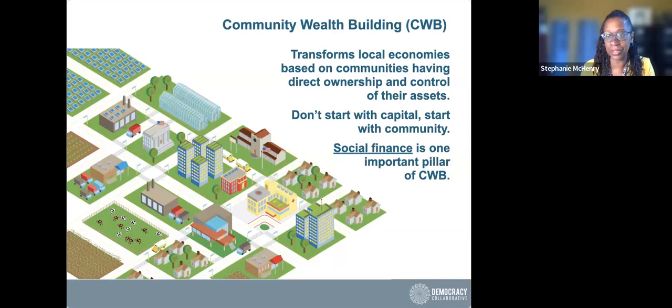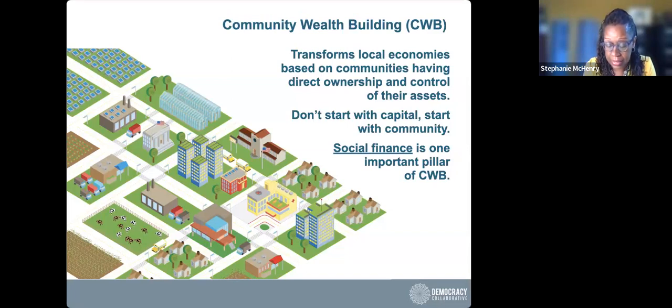We only see devastation. But likely that's because some of the capital has been pulled out of those neighborhoods. What we have to do now is focus on what assets there are that could be leveraged to better benefit that community directly. We know that there are five pillars of CWB, ranging from procurement by anchor institutions, which I had an opportunity to also participate in as CFO of Cleveland State University, which is located right in the middle of Cleveland. We did some things around procurement, all the way to just use of land. And the one we want to focus on here today is social finance as one of those important pillars.